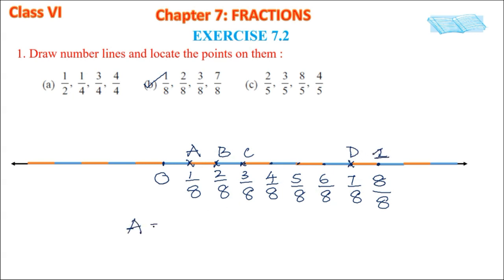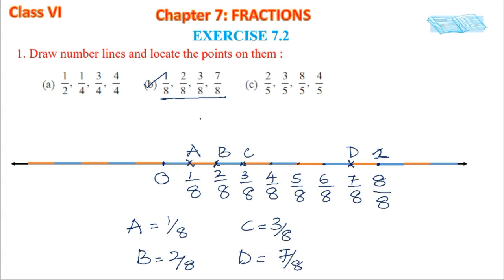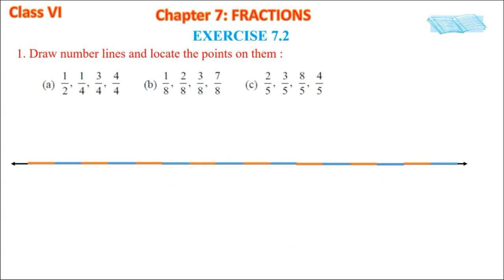So the point A represents here 1 by 8, point B represents 2 by 8, point C represents 3 by 8, and the point D represents 7 upon 8. So we have located these fractions on the number line. Once again, we shall make use of this concept to locate these fractions now.